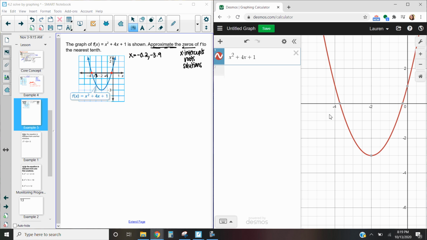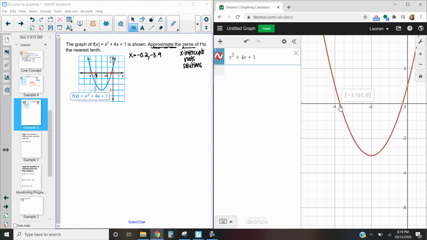It'll approximate exactly where it is. So this one says that it's negative 0.268. We guessed negative 0.2, so we were pretty close. This other one is negative 3.7. Now we were a little bit high on that, but not bad.